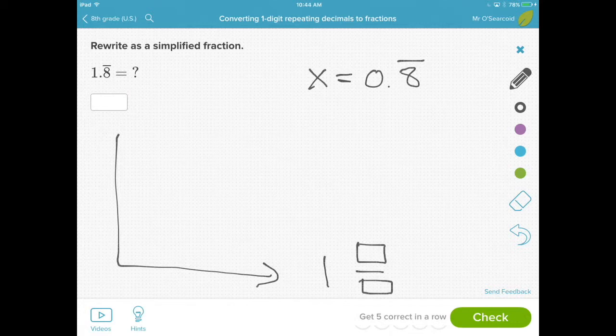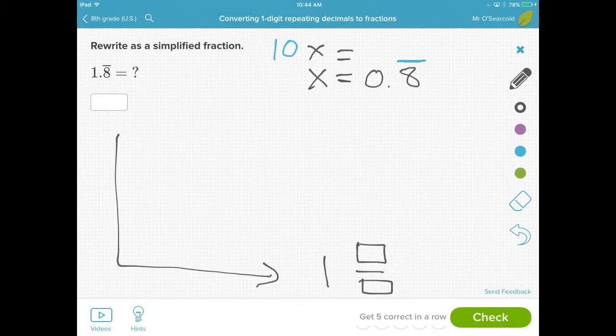Okay, when you have one digit repeating, you're going to need to multiply this times 10. So with one digit repeating, you multiply times 10 to the power of the number of digits repeating, in fact. So in this case, you'd be multiplying by 10. If there was two digits repeating, you'd be multiplying by 100 and so on.